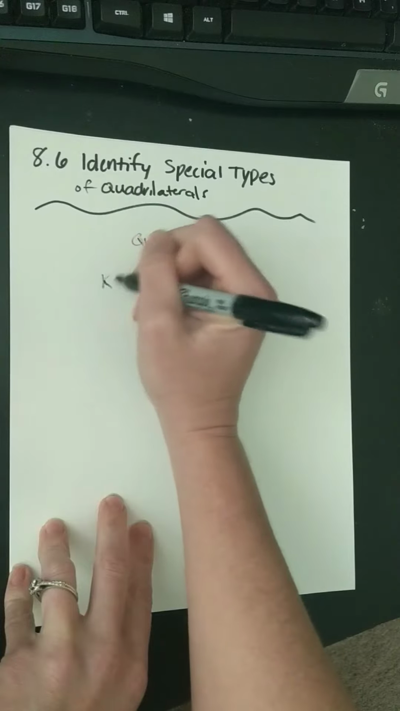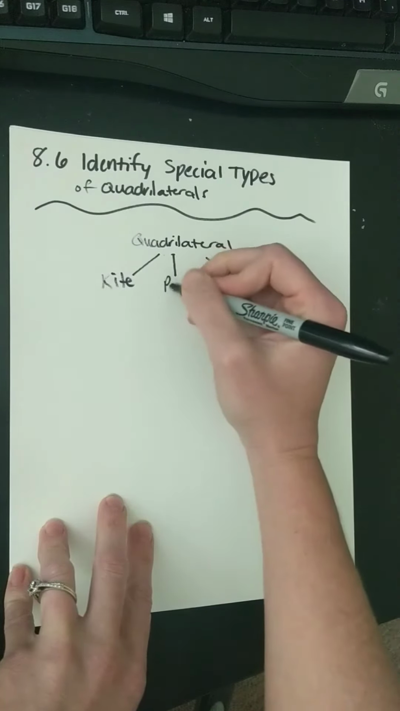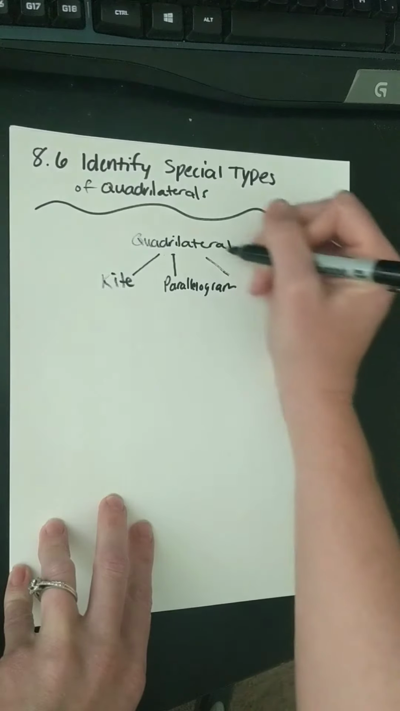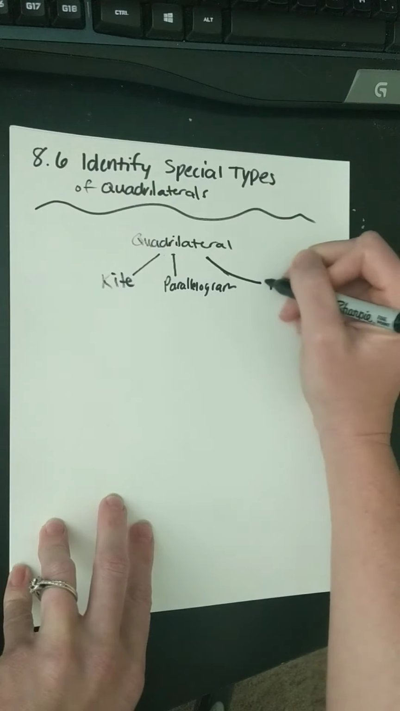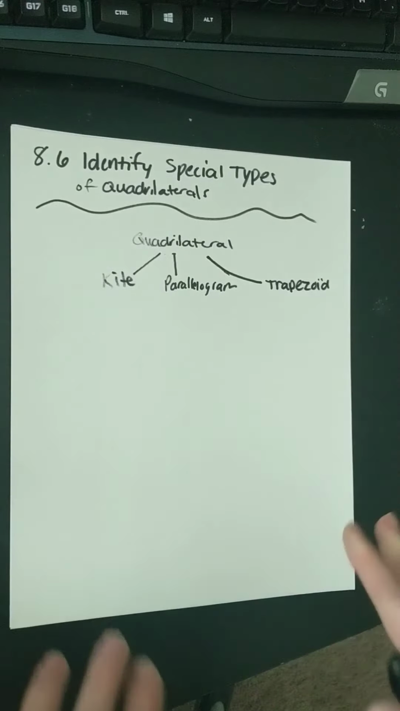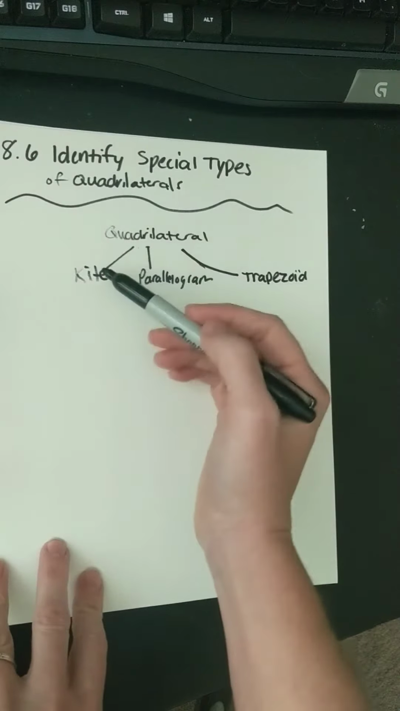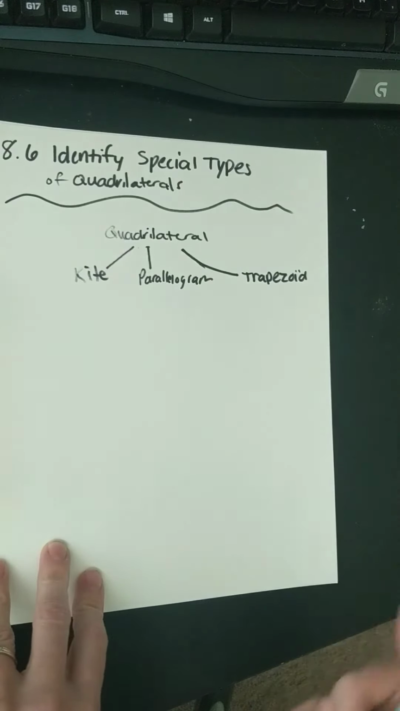We talked about a kite being one. We talked about parallelograms. And the last type, let me draw this line out here, is we talked about trapezoids. So these are the three main types of quadrilaterals. And then underneath each one, we go through and see if we have any more specific kinds of those.